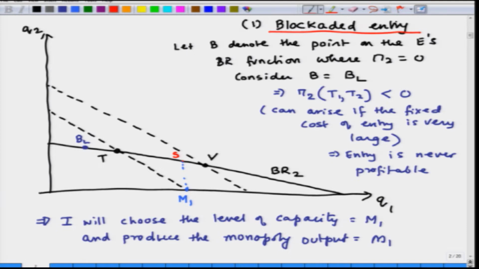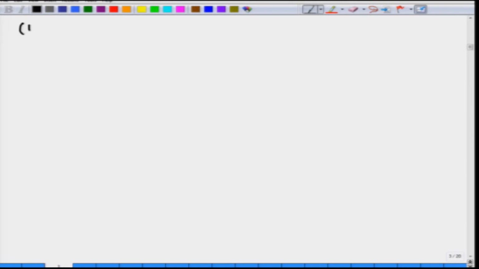Let us consider one more situation. Let us call this case 1A, where B is at BL. Now, let us consider a case where B is a point which is, let us say, B sub S. Let us call this case 1B. So, suppose B is equal to B sub S, and what is particular about B sub S?